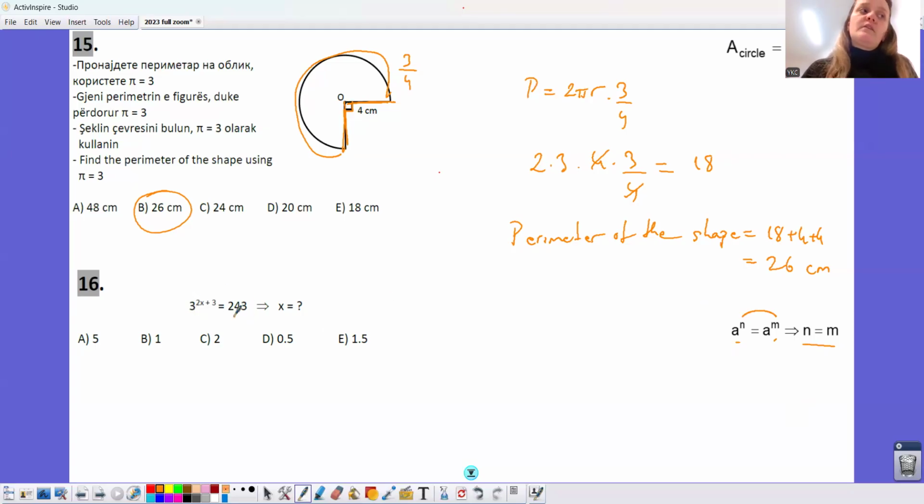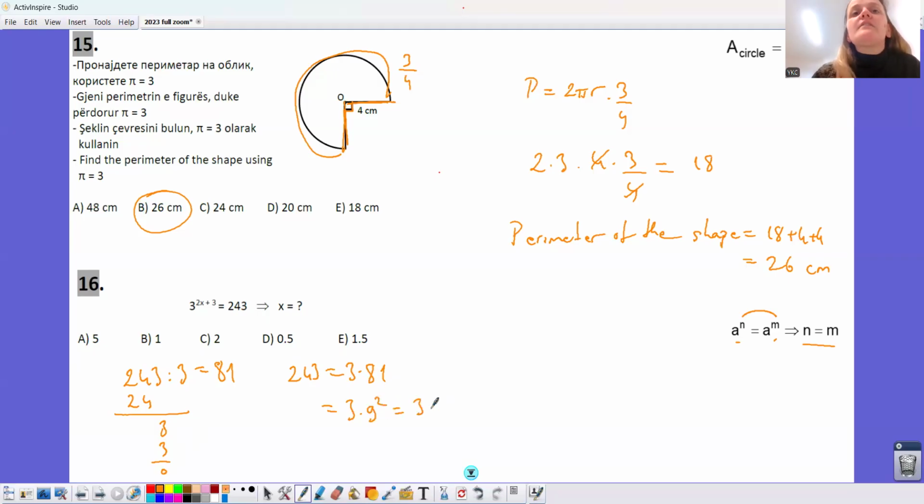So to find 3 to the power of what is 243, I will start to divide 243 by 3. So as you see, it will be 8 times 3, 24. I will take 3 down. 1 times it goes 1 times 3, 3, then 0. So it means that 243 is equal to 3 times 81. I didn't continue to divide because I know that 81 is 9 squared. Then I know that 9 is 3 squared. Then it will become 3 times 3 to the power of 4, which is 3 to the power of 5.